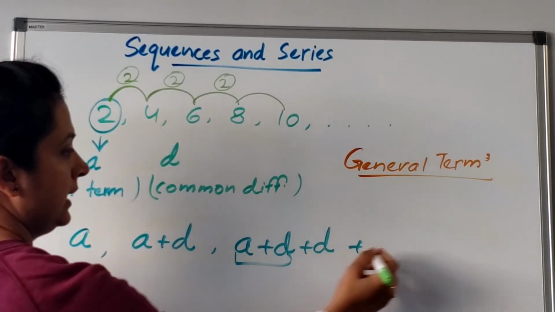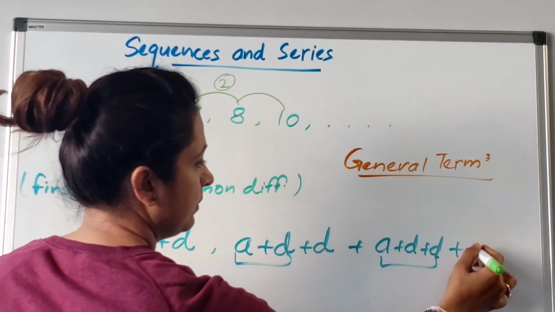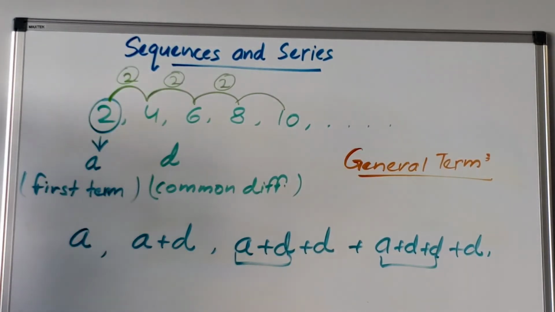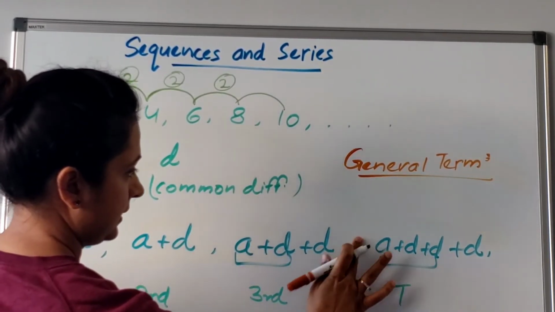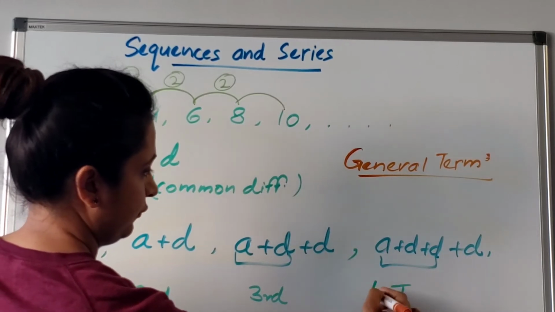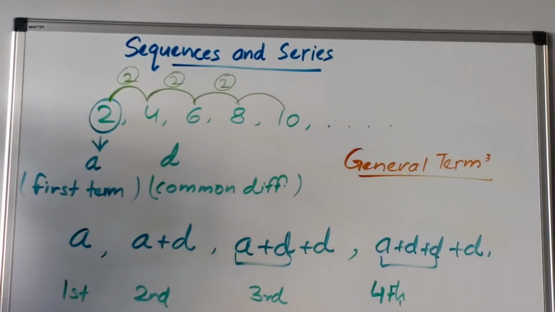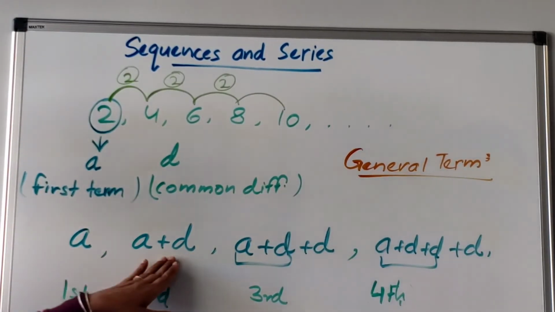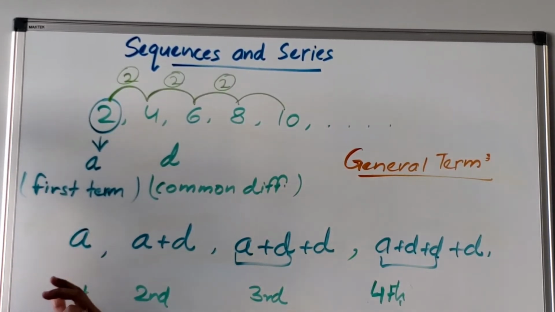And going further, my third term increased by 1 more D gives me the fourth term. So if we try and describe this as first term, second term, third term, and the fourth term, here I notice that I'm always adding 1 extra D to the previous term that I know.